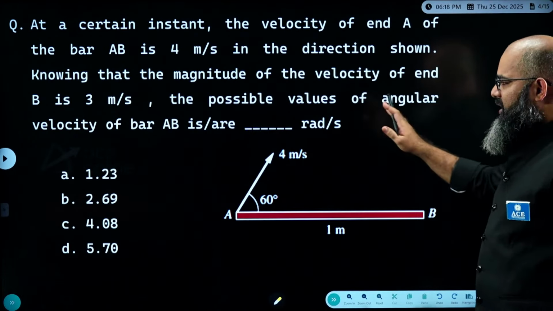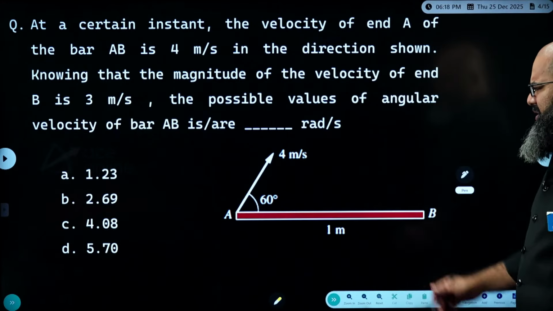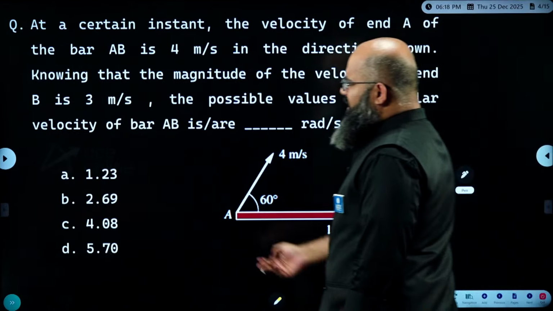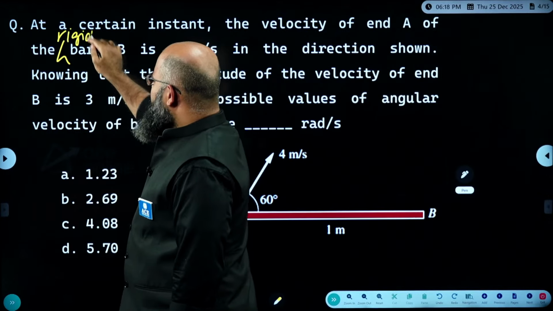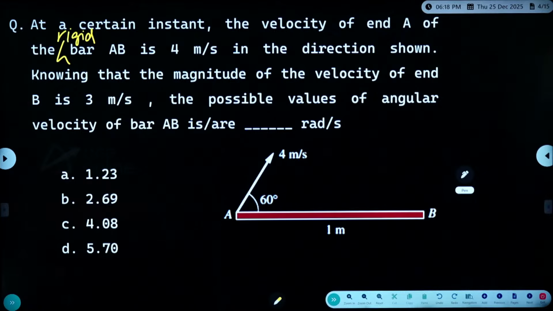Now this again is particularly for mechanical people. This is from the concept of general plane motion. Very good question. Let me step aside, read this question. This should be easy for you actually. The question is saying, at a certain instant, the velocity of end A of a rigid bar AB, generally when we say bar, it is by default rigid, is equal to 4 meter per second in the direction shown.